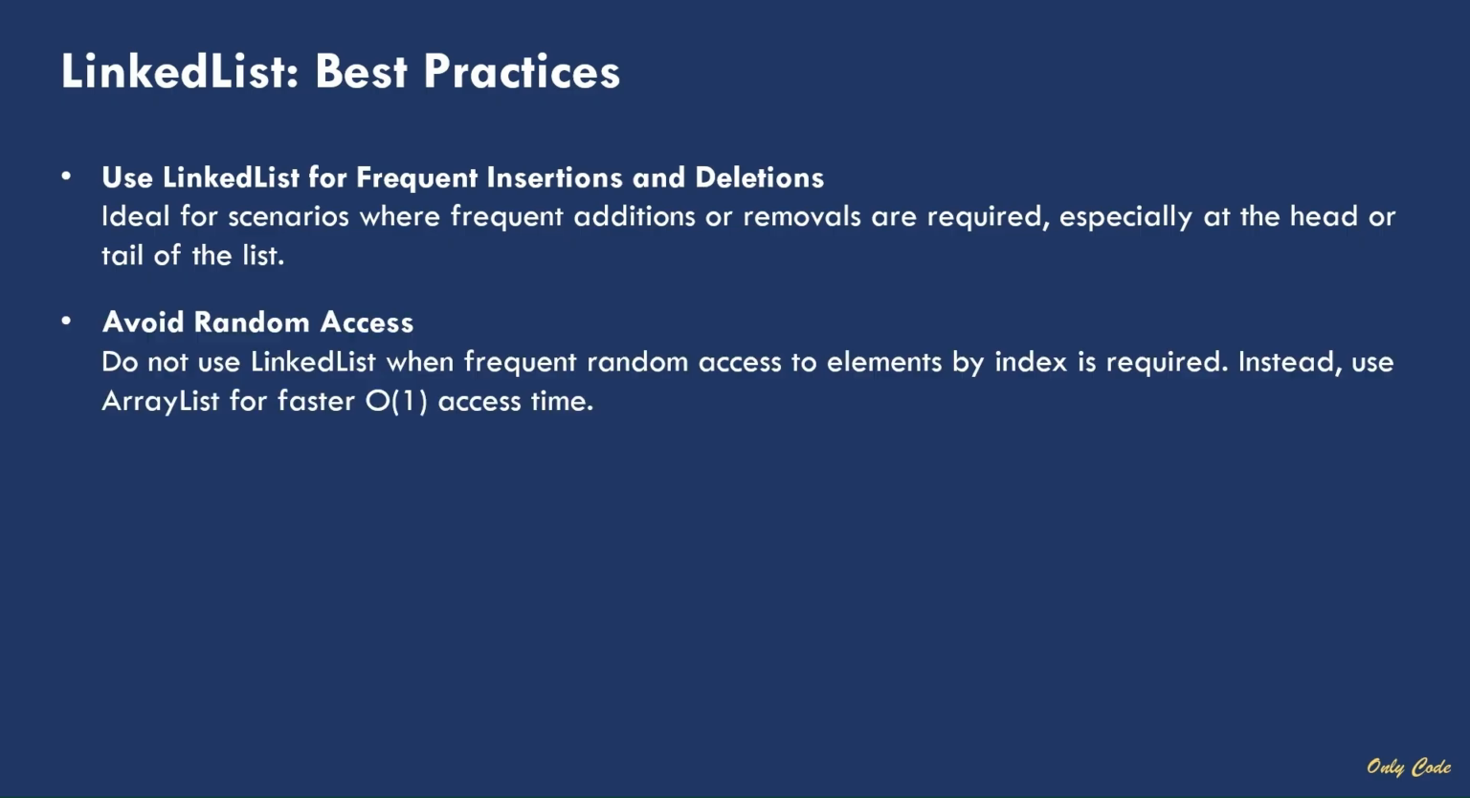Avoid random access. Linked lists are not meant for frequent access by index. Since elements are not stored contiguously, accessing an element at a specific position takes big O of n time. For fast random access, an array list is a much better choice.